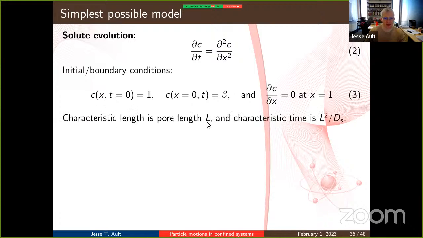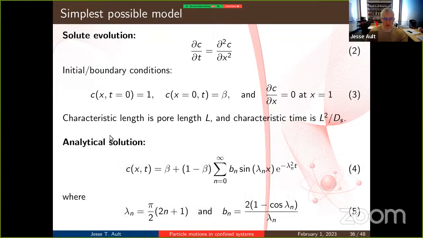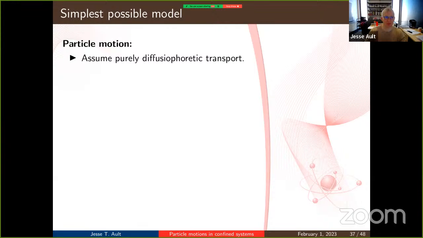Here, the characteristic length is the pore length, and the characteristic time is the diffusion time, L squared over D_s. So this has an analytical solution, which can be derived very easily. And so we know the salt concentration distribution in the pore at all times for all locations.